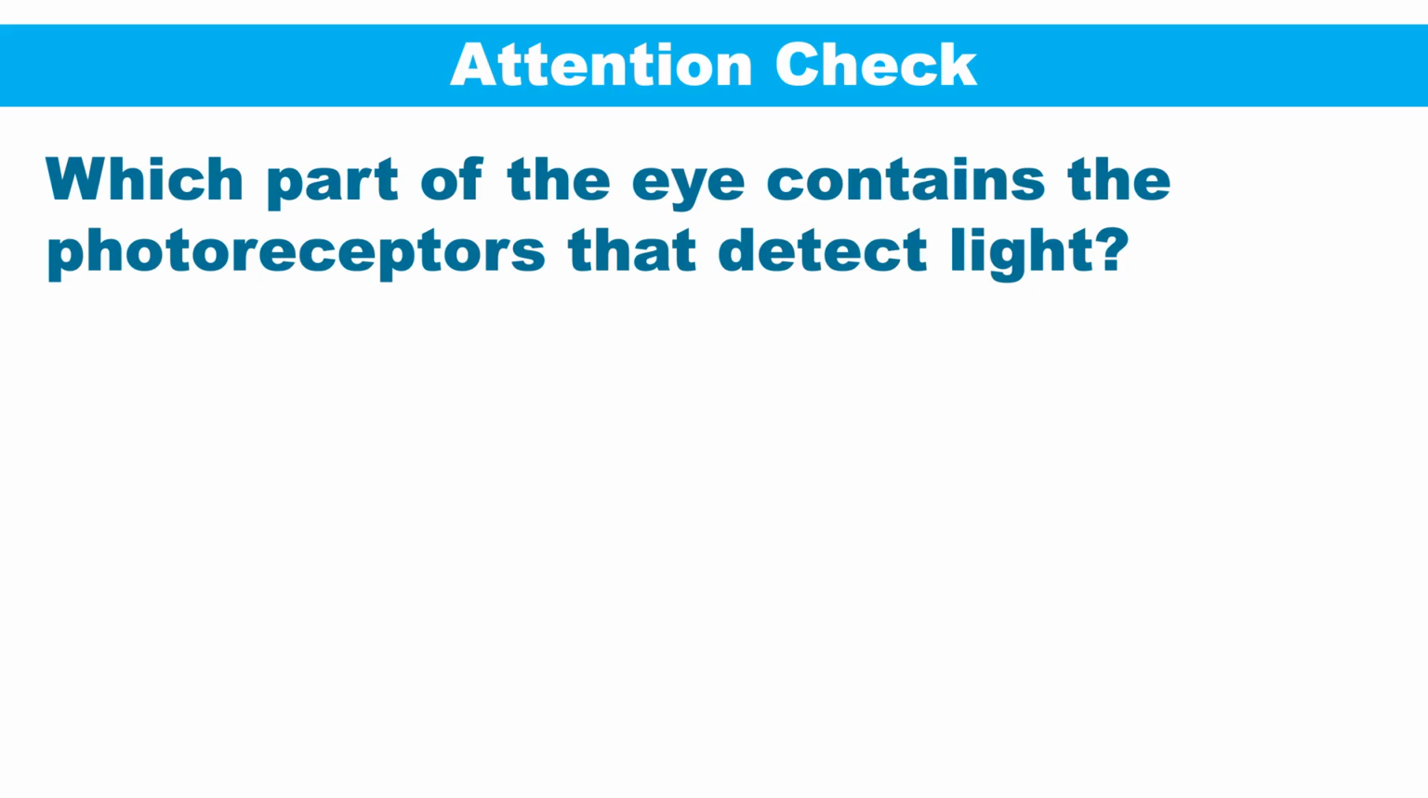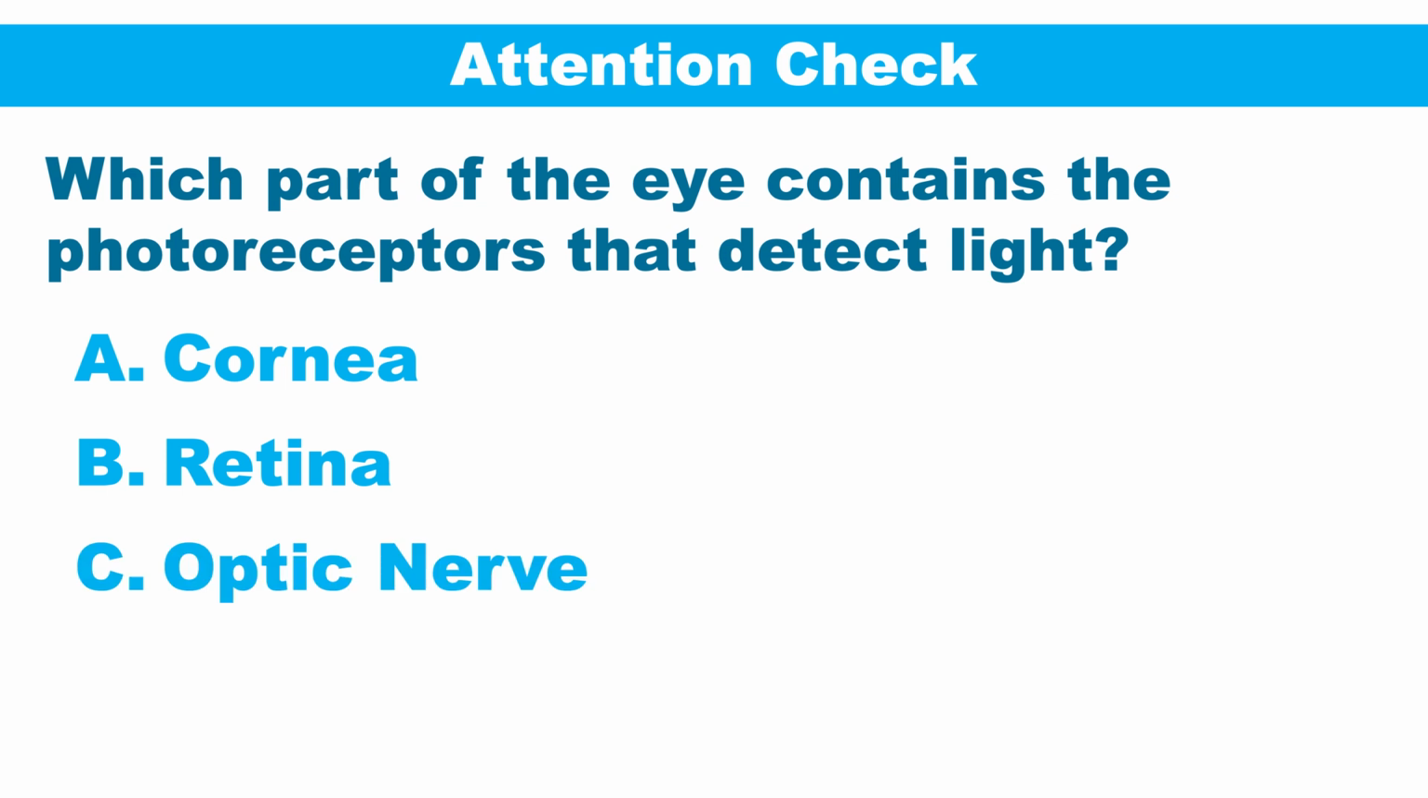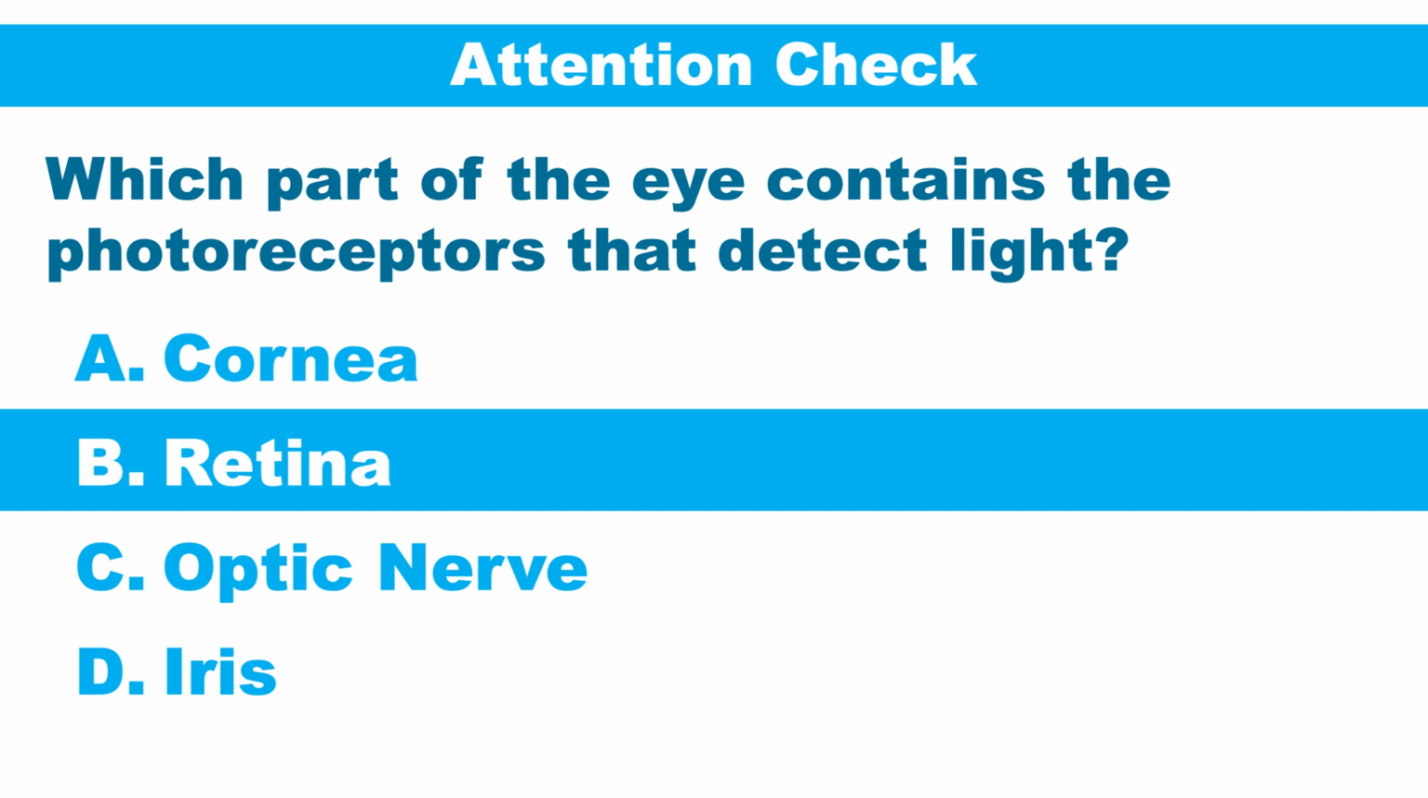Let's do a quick attention check. Which part of the eye contains the photoreceptors that detect light? Is it A, the cornea, B, the retina, C, the optic nerve, or D, the iris? If you picked B, the retina, you've got it. The retina is where rods and cones detect light and start the process of turning it into something that your brain can understand.